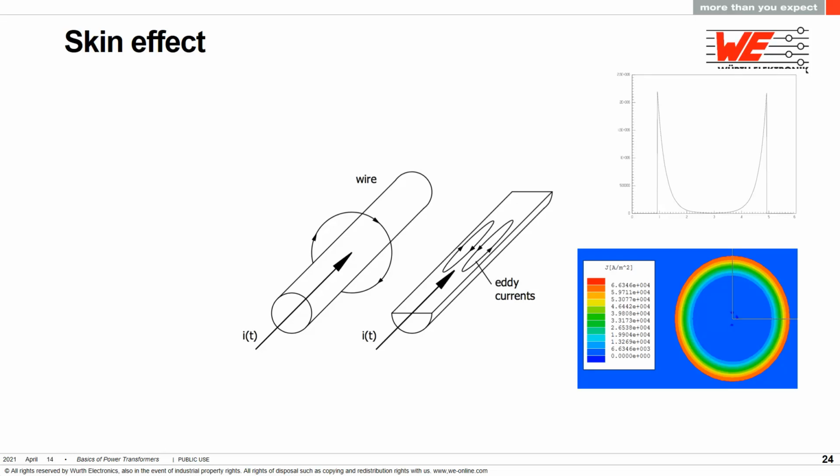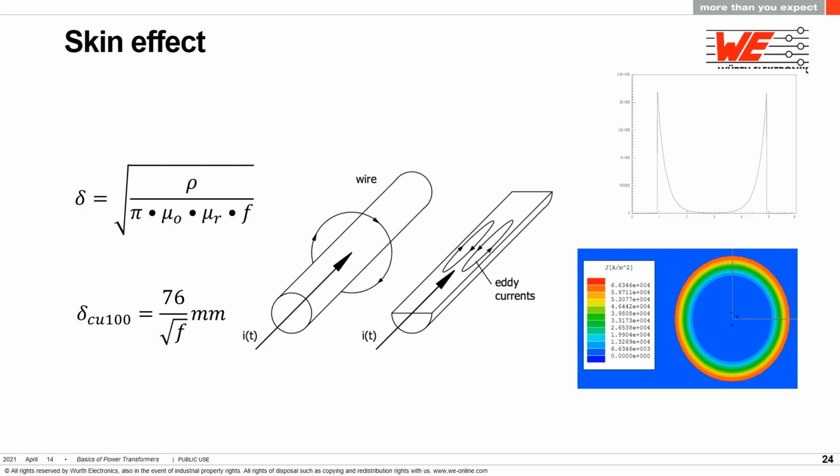This finite element picture and the current density profile above it show high current density at and near the surface and low density in the center. This is why at microwave frequencies, conductors are tubes.